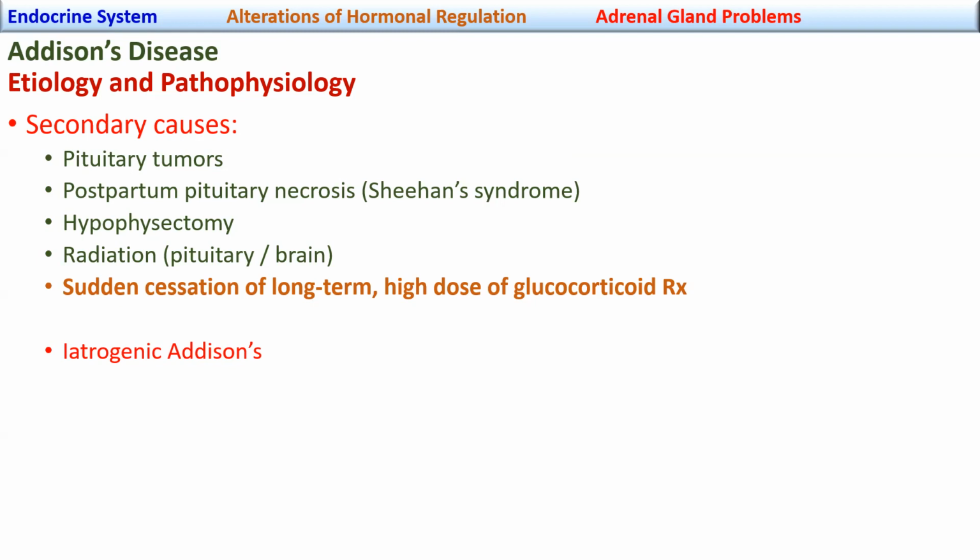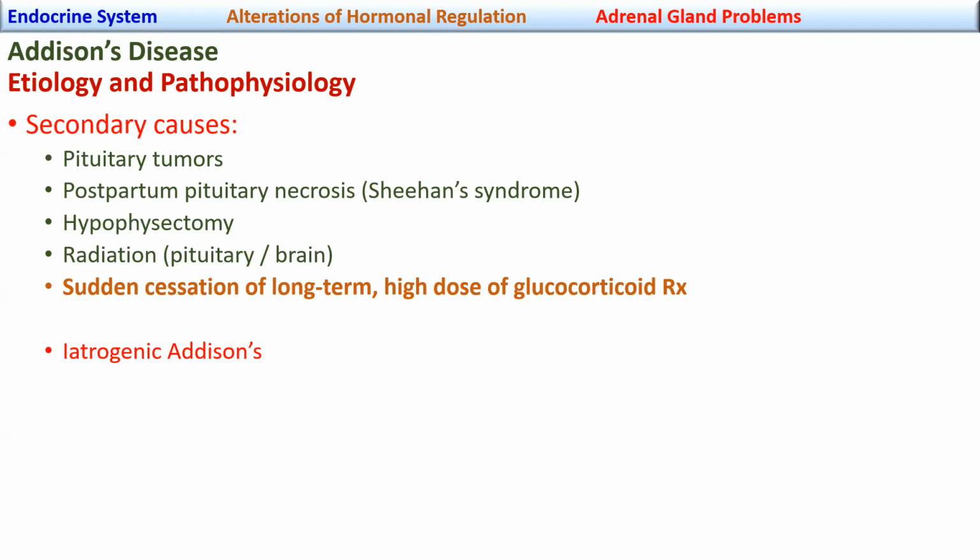Another cause or etiology would be hypophysectomy. That's when patients develop a pituitary gland adenoma, and we will introduce forceps, or during craniotomy, remove the pituitary gland tumor affecting the pituitary gland. So that's called hypophysectomy, which is the pituitary gland tumor surgically removed.